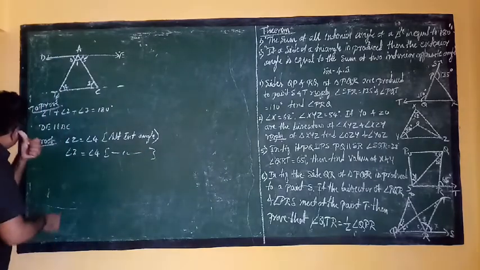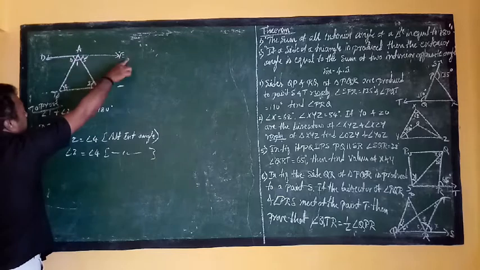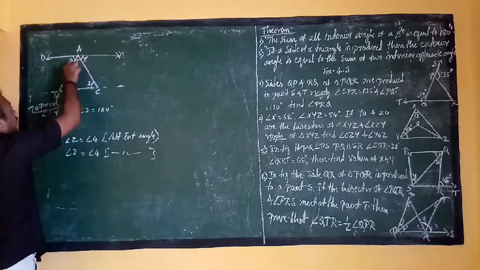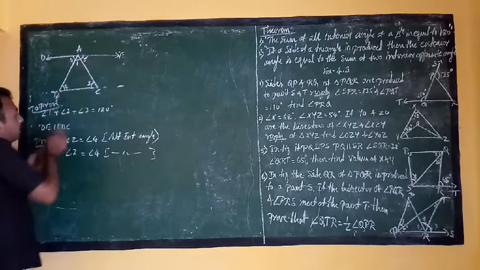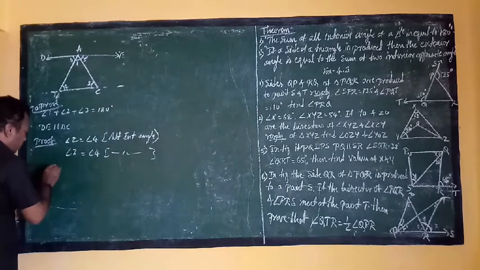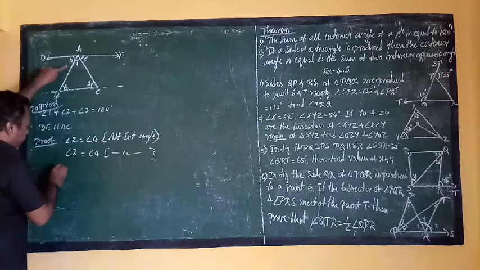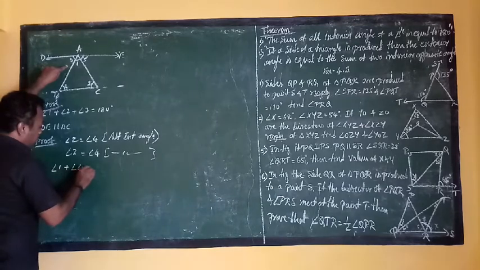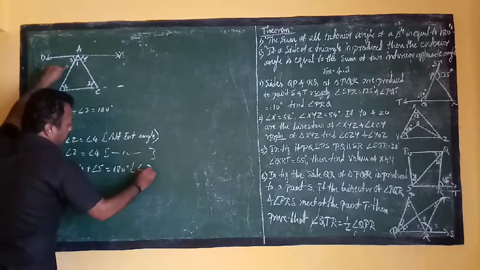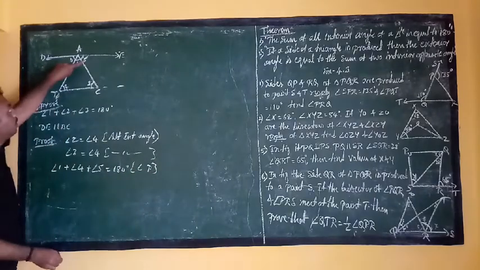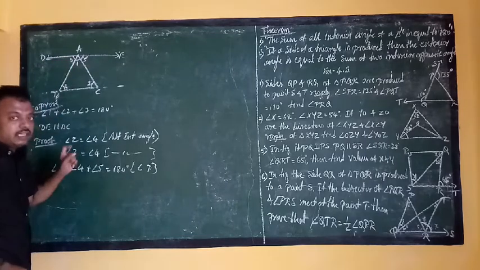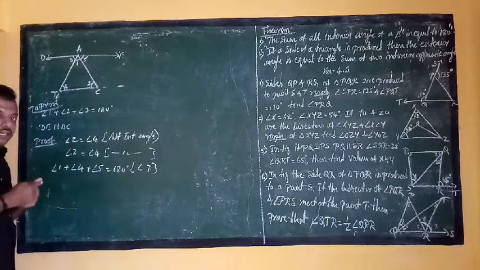Now see students, DAE is a straight line, correct? Therefore angle 1, angle 4 and angle 5, these three angles sum to 180 degrees because of a linear pair. Angle 1 plus angle 4 plus angle 5 is equal to 180 degrees because of the linear pair. The sum of these angles becomes 180 degrees because DAE is a straight line. A straight line is nothing but 180 degrees, correct?